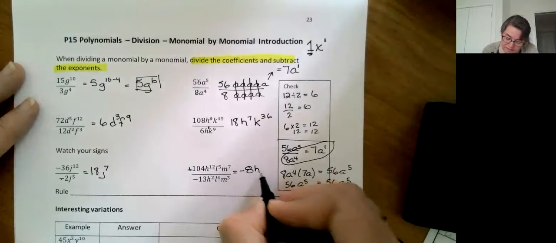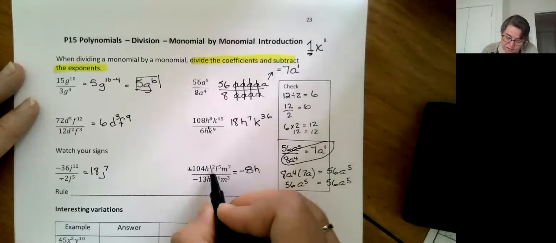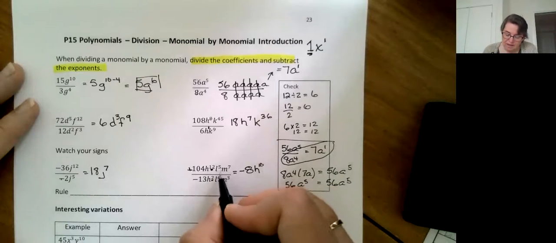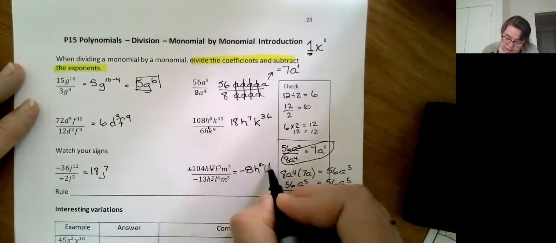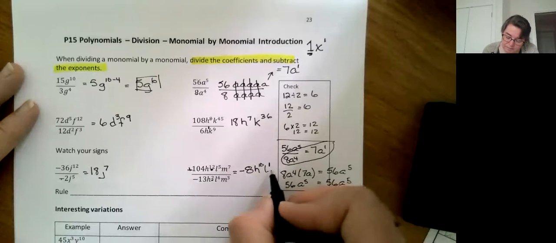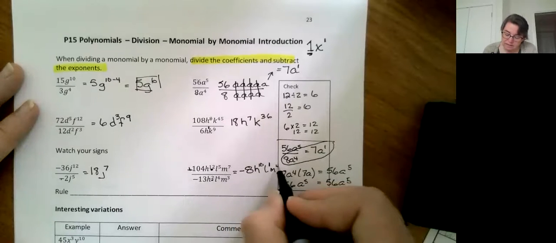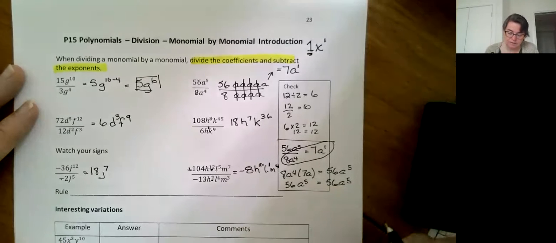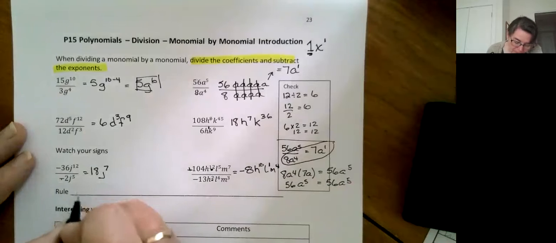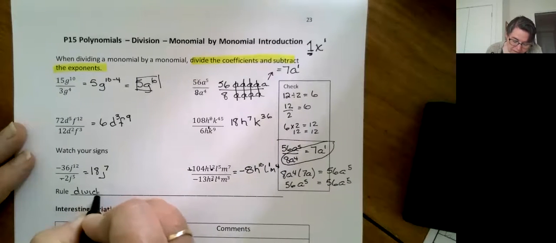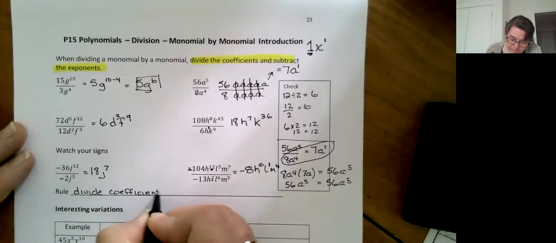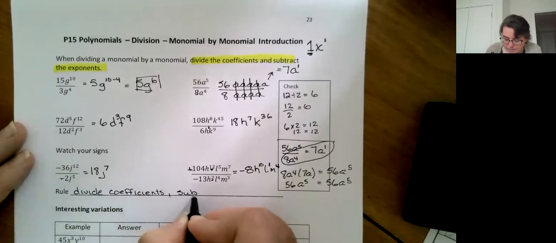So I'm going to have H's: 12 minus 2 is going to give me H^10. L: we've got 5 minus 4, so L^1. I'll put in the 1, you don't need it. And then we have M^7 minus 3, M^4. Got a little squishy there. All right, so, I wrote the rule. Well, the rules are up there already, but it's not bad. Divide coefficients. Subtract exponents.